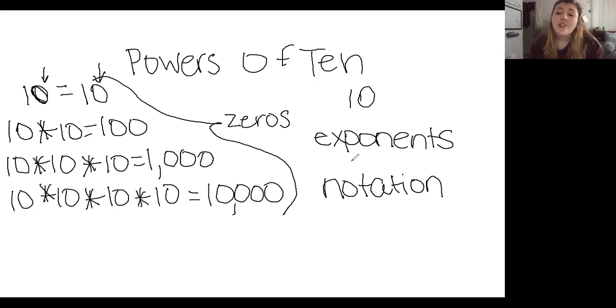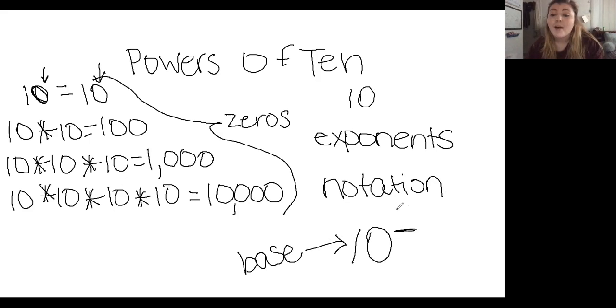And with notation and exponents, we have our base, which is 10. It will be 10 for powers of 10. This is called our base. And there's going to be a small number that goes up here. And so if we're saying 10 to the 5th power, which would be 10 multiplied 5 times, this is going to be our exponent. This is our exponent that we're looking at.